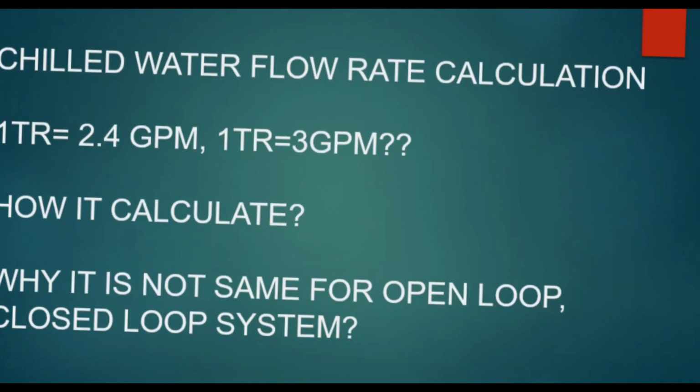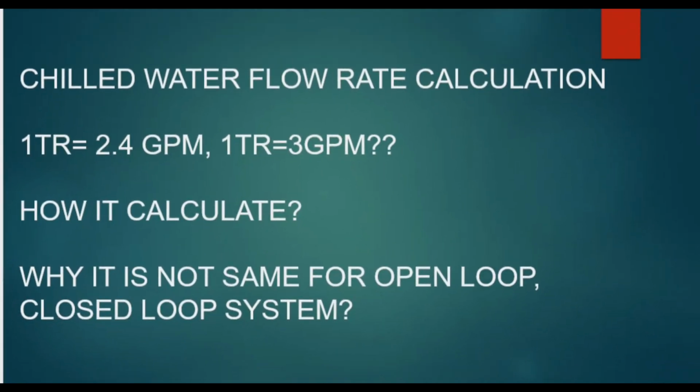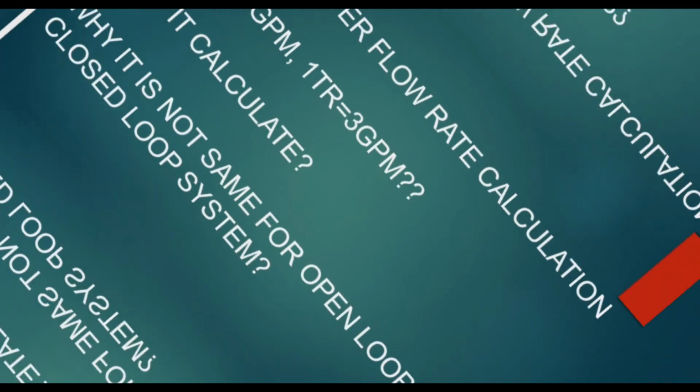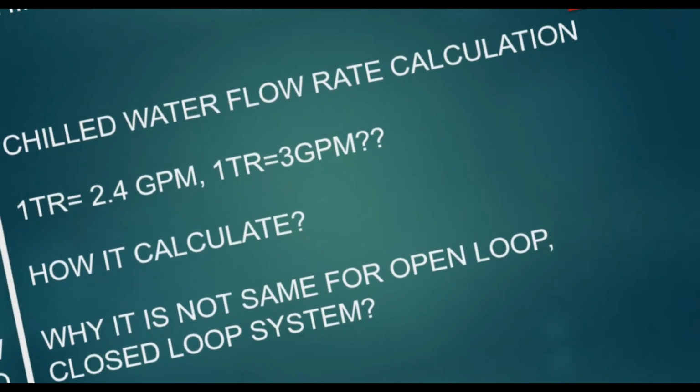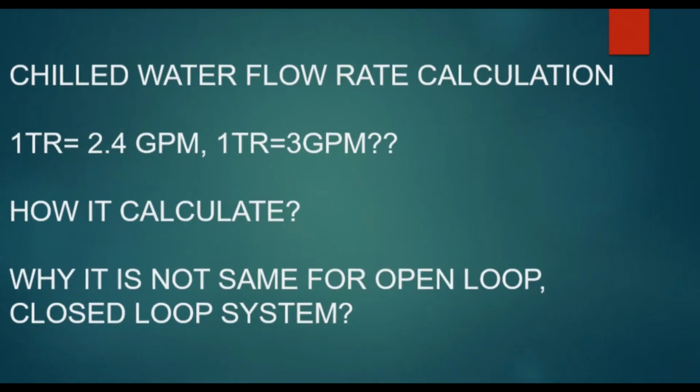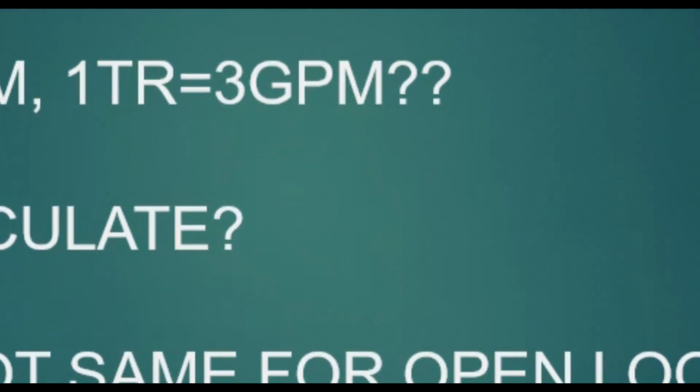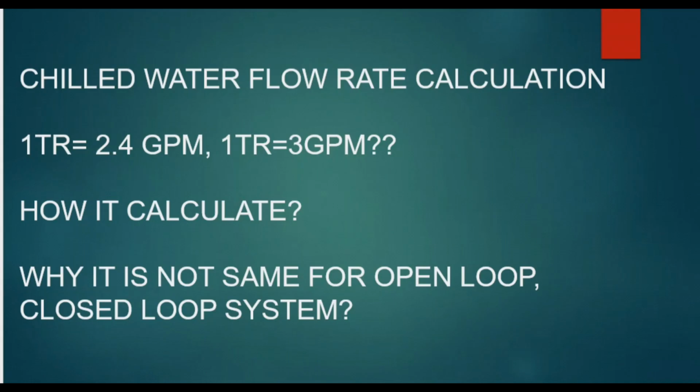Hello friends, welcome back. In a chilled water system, when we go for pipe sizing, we need the GPM value. These GPM values are not the same for an open loop system and a closed loop system. In an open loop system also, different GPM values will come based on delta T. In this video, we will see how these different GPM values come and the technical considerations behind these numbers.